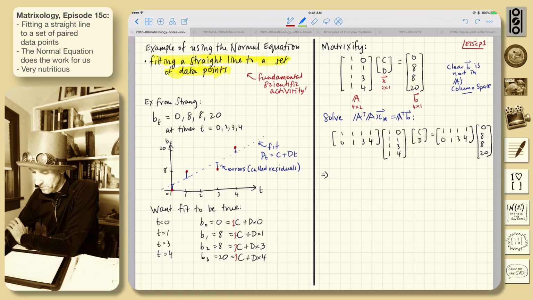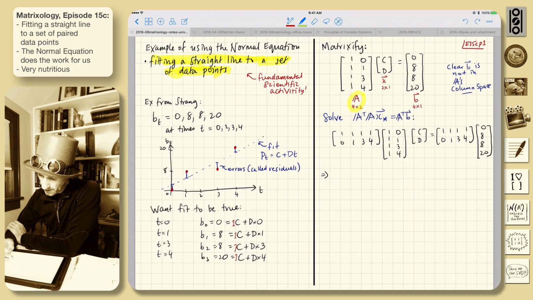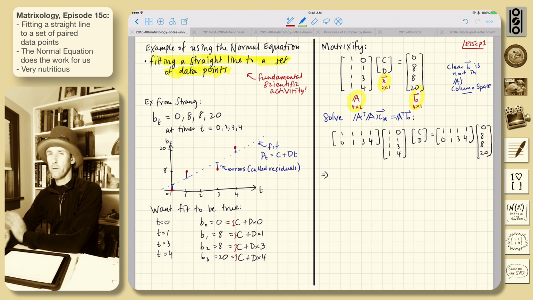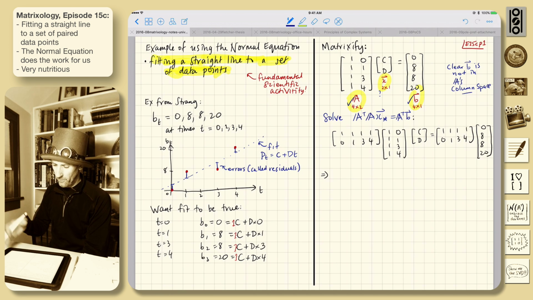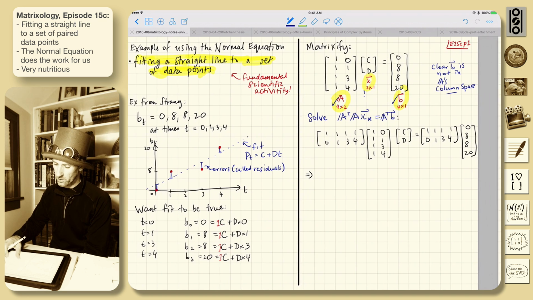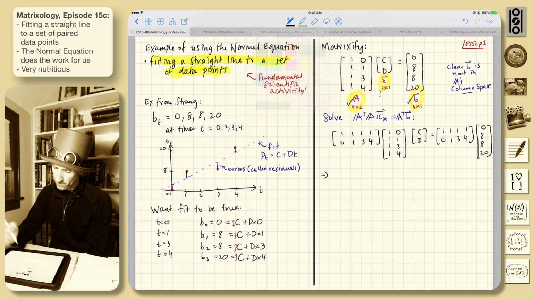Okay, so this is a column picture type setup. So C times this first column, D times the second column. We want that to equal these values of B. So now we have A, X, B. Boom. And as usual, we know this, we don't know these ones, and we know this. Okay, so it's pretty obvious that B is not in the column space of A, so we will set out to solve the normal equations, which we now understand to be totally awesome.